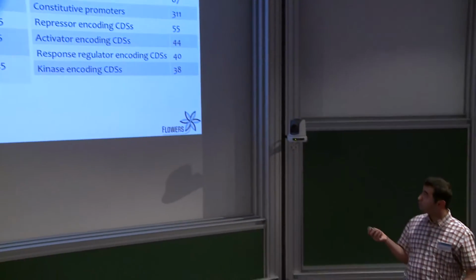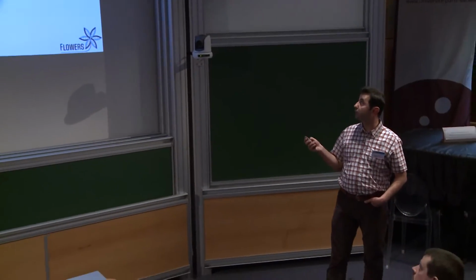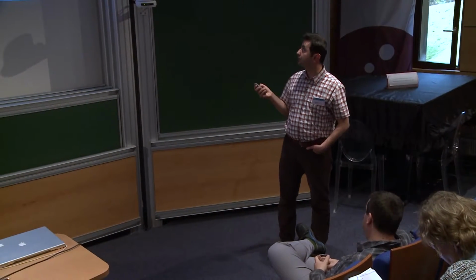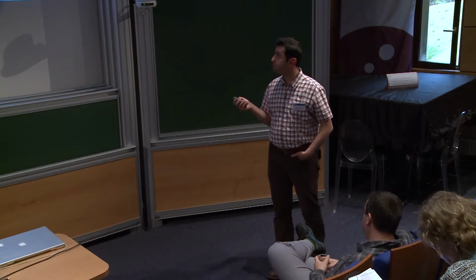I also classified promoters based on sigma factors. Here, for example, 67 of them were classified as sigma B, and there are around 300 constitutive promoters in the knowledge base.